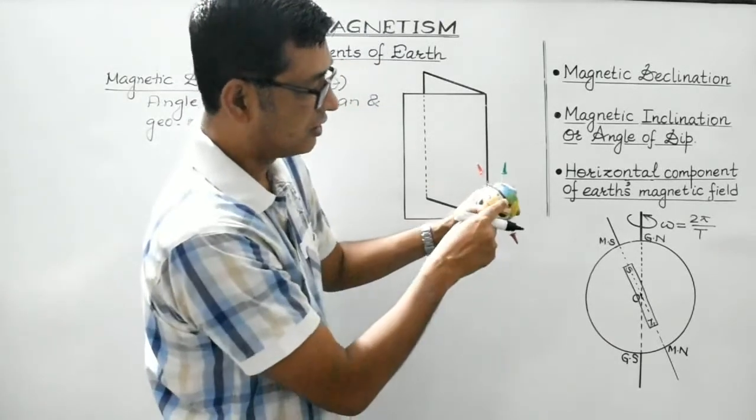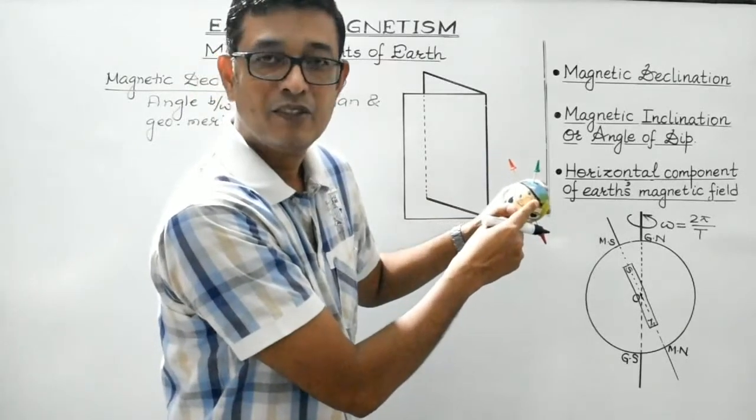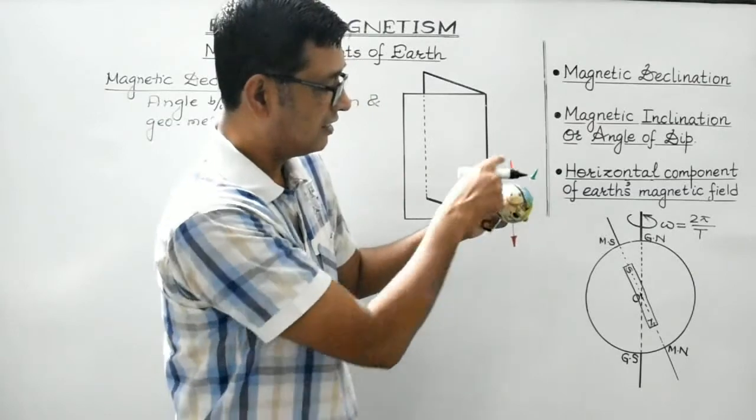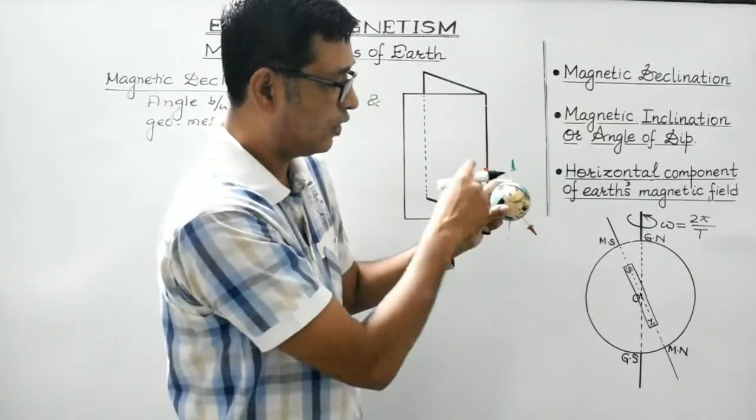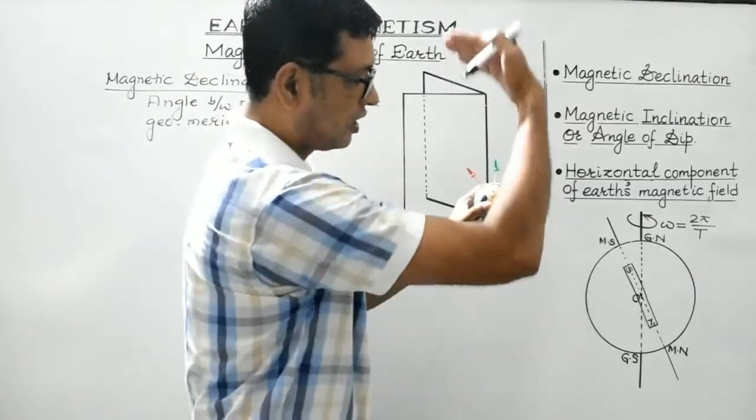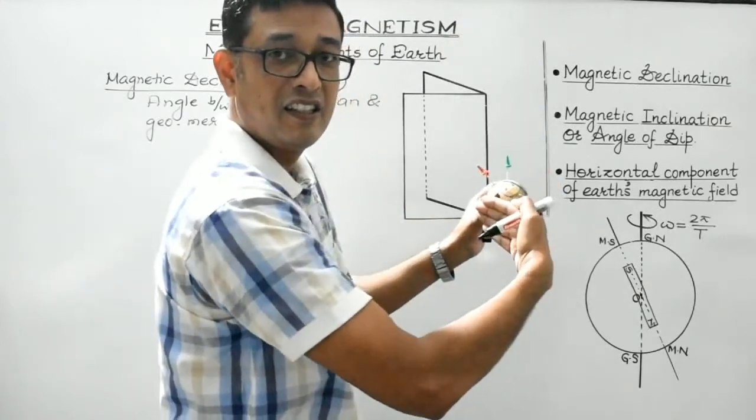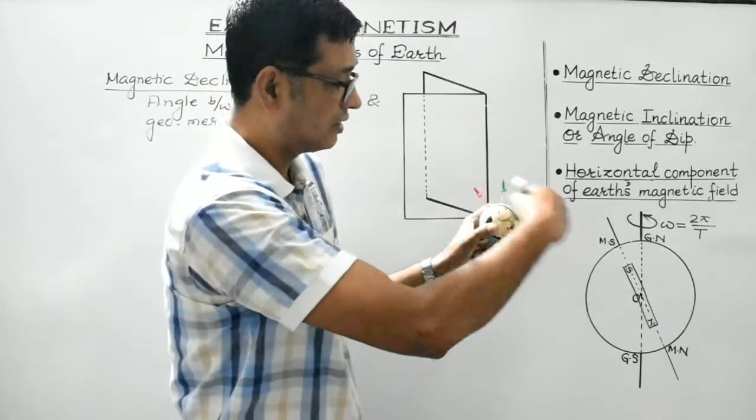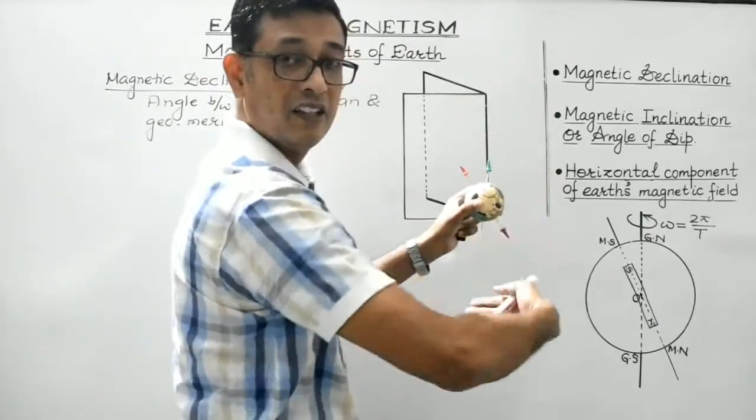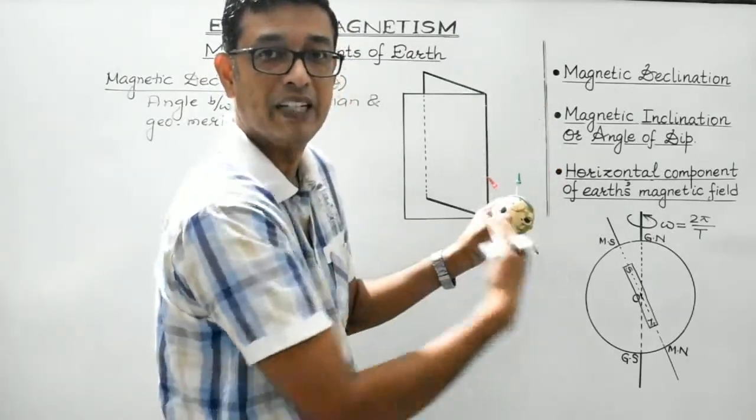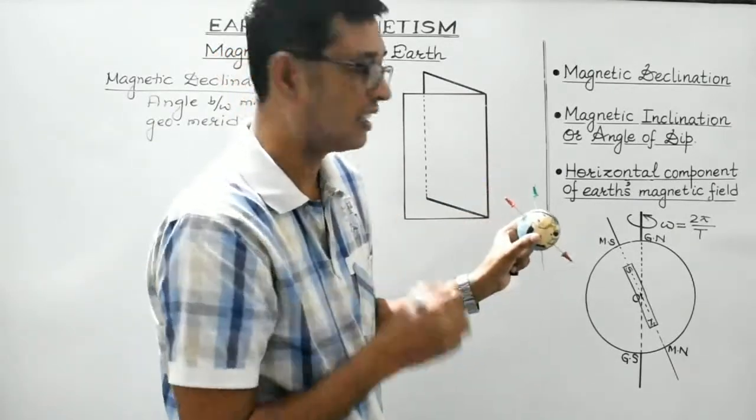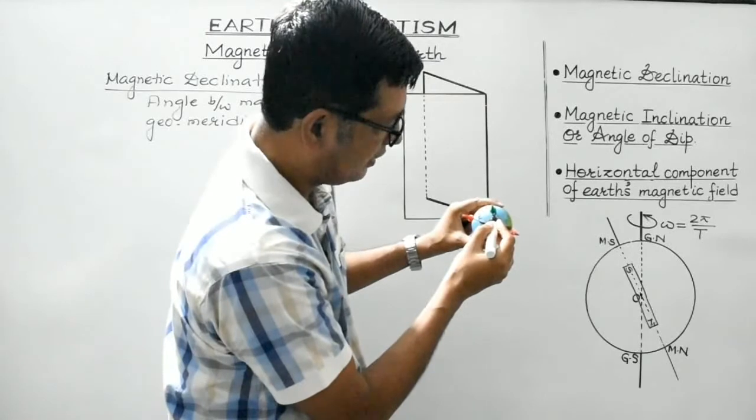So students, this is suppose a place which is considered to be Pathankot, right? And this is the magnetic axis, the red one. So if we cut it like this, the plane will contain this point as well as the magnetic axis. So this vertical plane will be known as the magnetic meridian, right? And this green one represents the geographical axis.